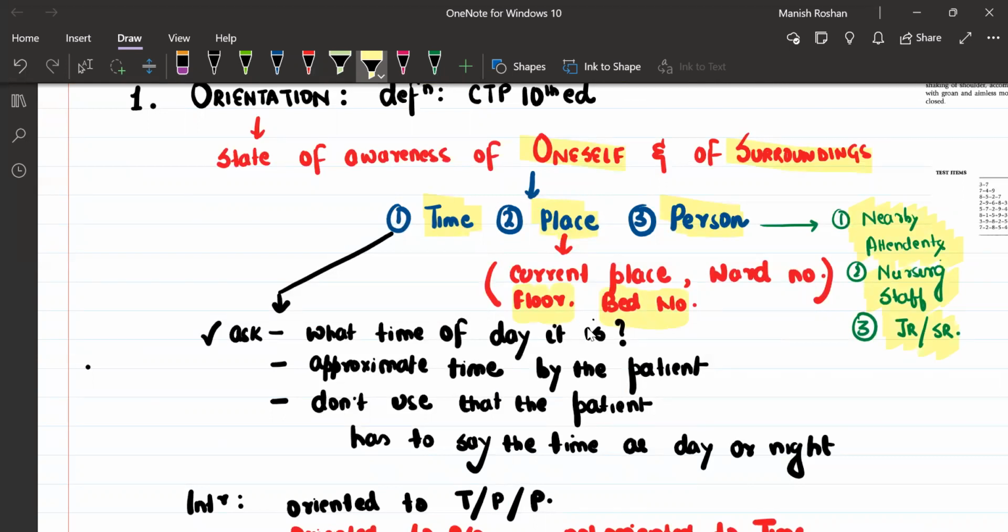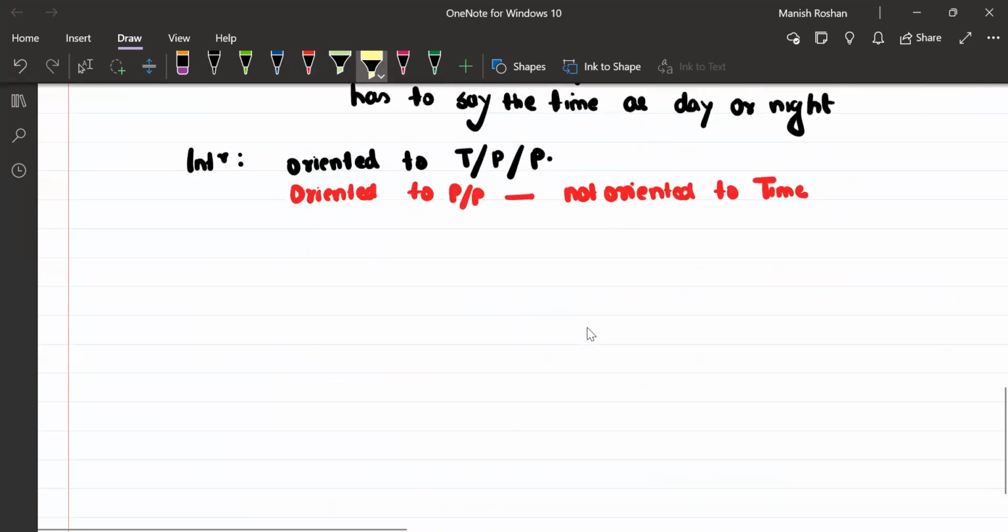Once you are done with the assessment of orientation, you can give the interpretation by saying that the patient is oriented to time, place, and person. If by chance the patient is not oriented to time, how do you report? You can report by saying that the patient is oriented to place and person and is not oriented to time. So this is the complete interpretation of orientation.